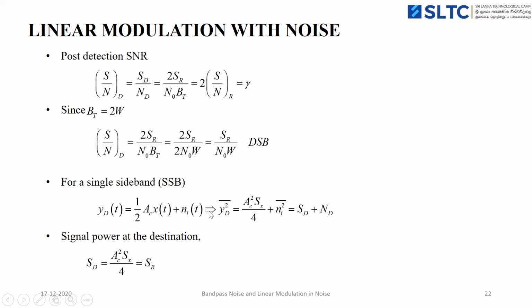So we can find out the mean square value for the received signal using single sideband, which is equal to Ac squared by 4 into Sx plus Ni squared bar, which is equal to SD plus ND: the signal power at the destination and the noise power at the destination. Here SD equal to Ac squared Sx by 4, and it will be equal to the signal power at the receiver.